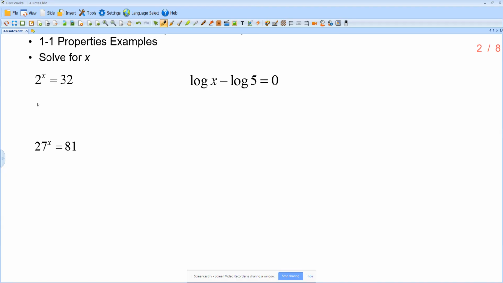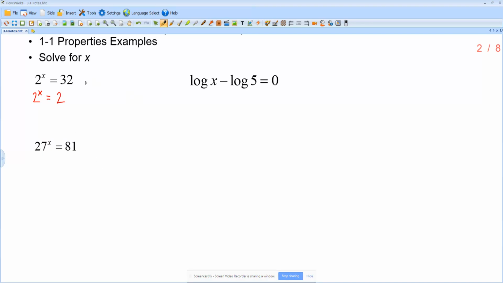First, we're going to use the one-to-one property here. We can do it using the inverse property, but what we're essentially going to do is say, okay, this is 2 to some power of x. The one-to-one property says that if you have two exponential functions equal with the same base, then the exponent must be the same. So I want this to have the same base. So I'll say this is 2 to the what power?